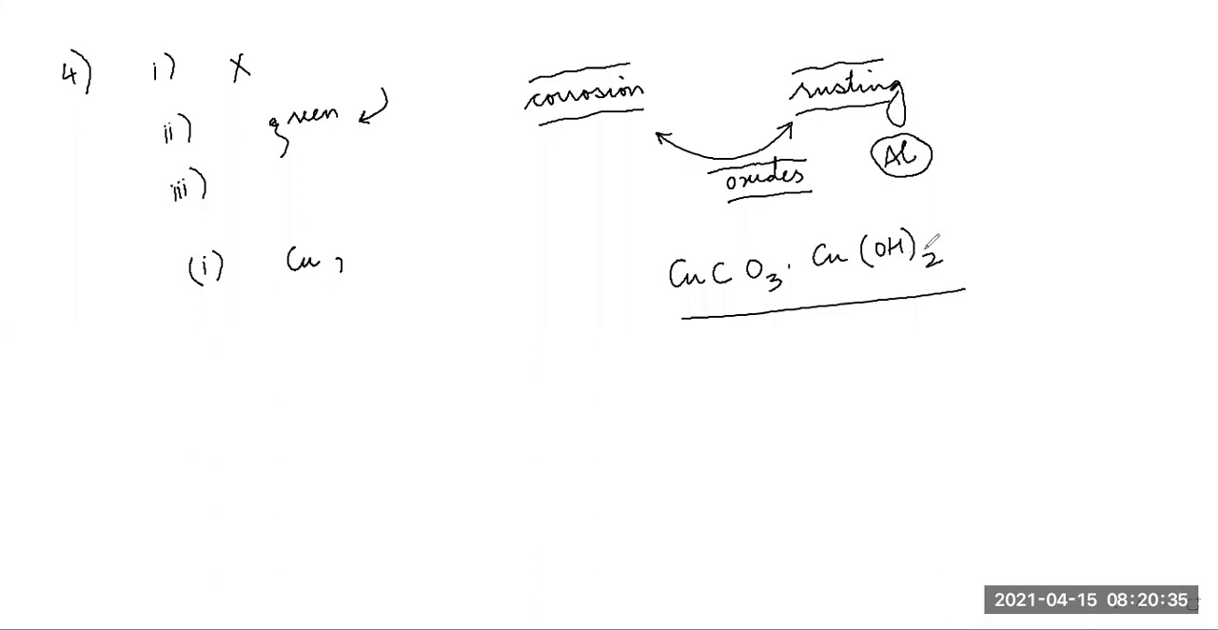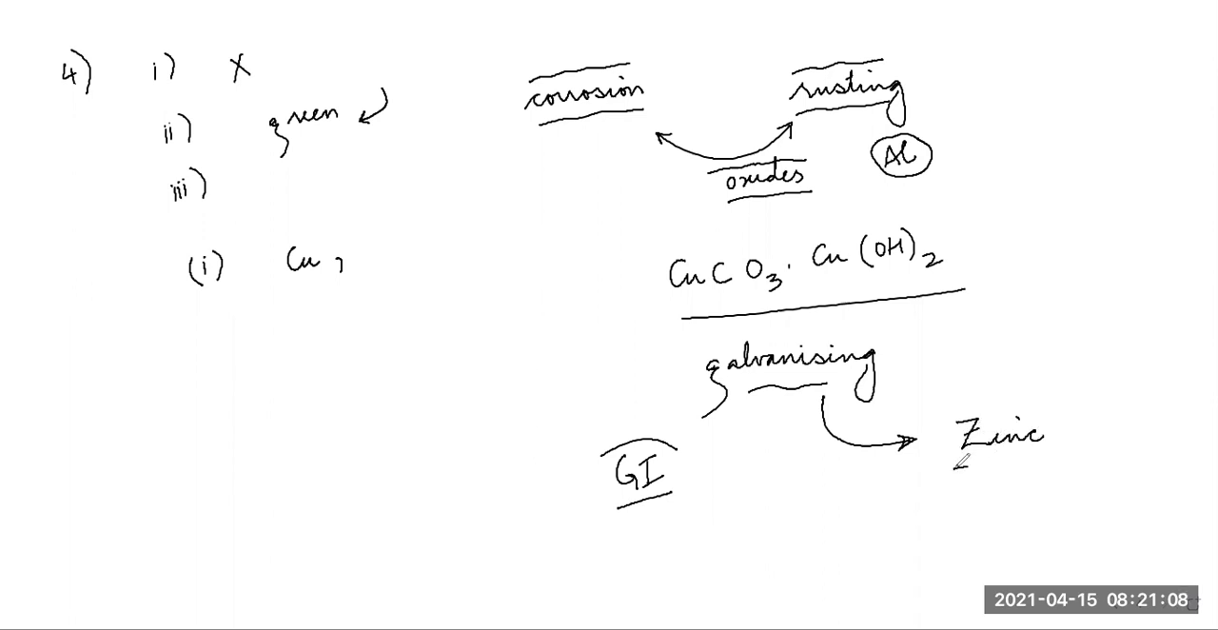Well, you can do painting or you can do galvanizing. This is galvanizing. What is that? Coating of iron with, yes, anyone? Galvanized iron is also there, GI sheets. Galvanized copper is also there. Galvanizing process means coating with which metal? Anyone? Coating with zinc metal is always known as galvanizing.